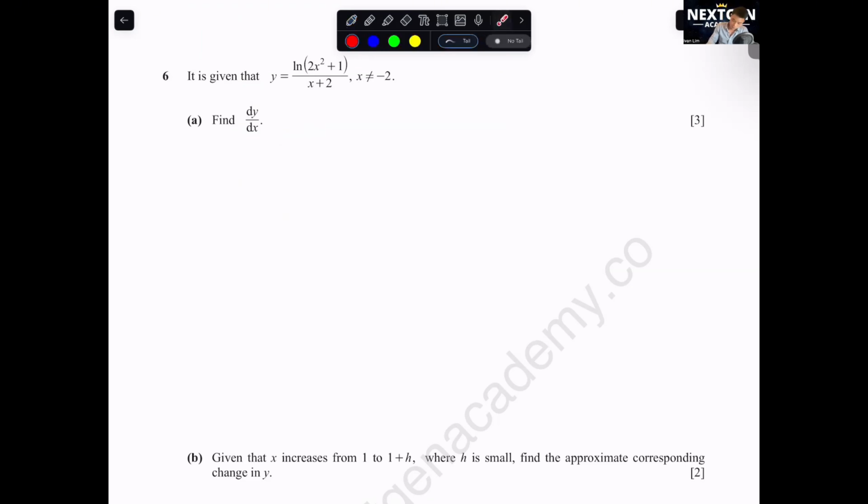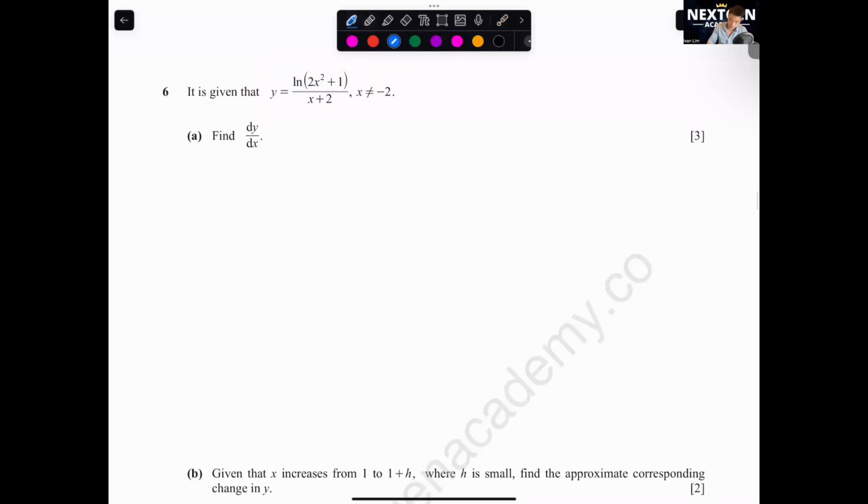Number 6. It is given this equation, x is not equal to negative 2. Find dy over dx. This one we'll use the quotient rule. So you've got your u, which is ln of (2x squared plus 1), v equals x plus 2. u prime is f prime x over f x, so 4x over 2x squared plus 1, v prime is 1. I'm going to put into the quotient rule. By now you should know how the quotient rule works: v u prime minus u v prime over v squared.